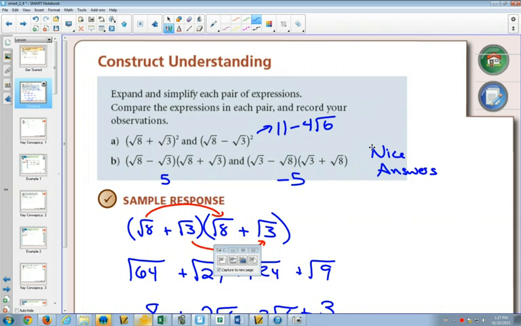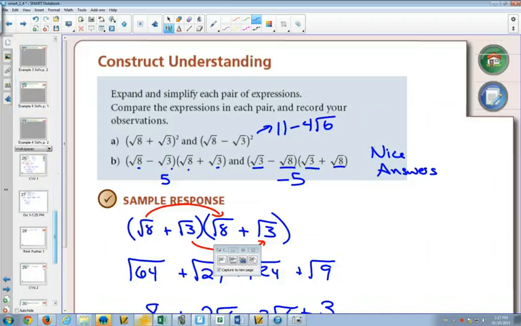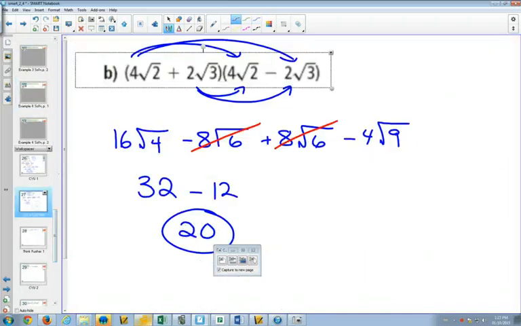So how do we get nice answers? Some patterns we start to look for. Do you see that the numbers here and here are same as there and there? Same thing happened with this root 3, root 3, root 8, root 8. Same thing with the one that we just did. This is the same, this is the same. This is the same, this is the same. What's the only thing different? One is positive, one is negative.